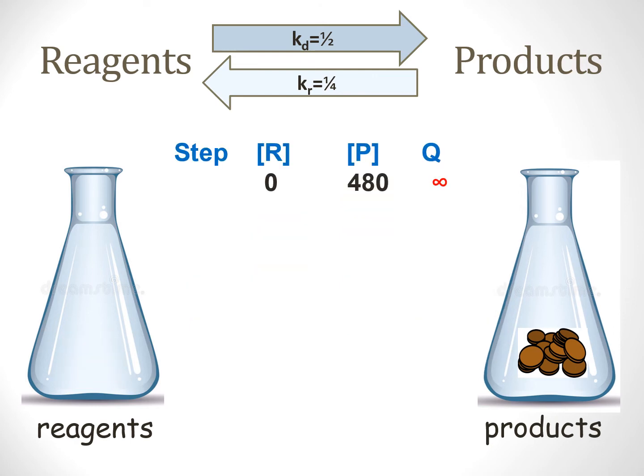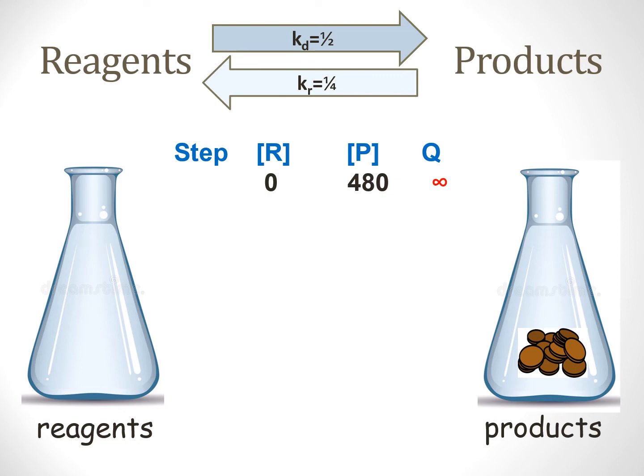What if we have all coins on the product side and we have 480? Now in this case, the ratio, if you try to calculate with the calculator, is going to tell you error because you cannot divide by 0. But we can think conceptually what happens if the number is not 0 but is very close to 0.